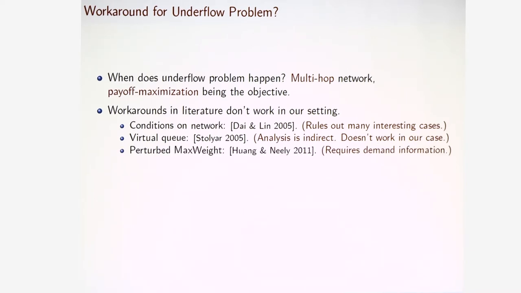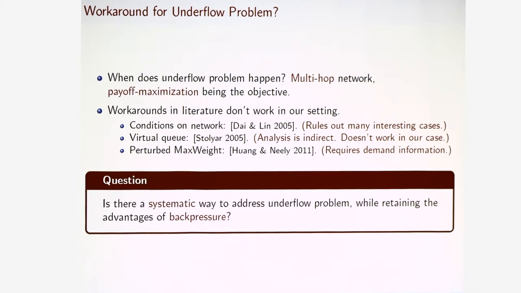Also, people proposed perturbed max weight. The idea is also very simple. Instead of using the queue lengths as dual variables, they use the queue lengths plus some constant as a dual variable. If the constant is chosen properly, the underflow problem doesn't exist. However, if you want to choose the right constant, you need to have knowledge of the optimal dual variables. But the main benefit of backpressure is you don't need any knowledge of the system parameters, right? So the research question is: is there a systematic way to address the underflow problem while retaining the advantages of backpressure, which doesn't require any knowledge of the system parameters?